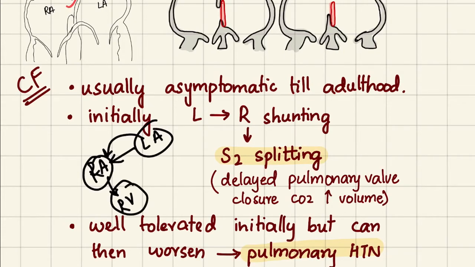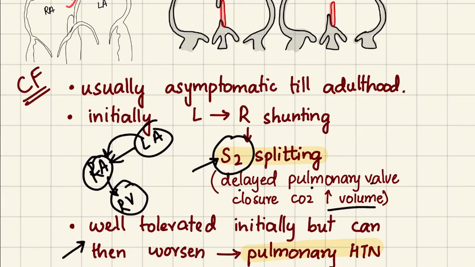So we are going to have S2 splitting. S2 is, as we know, due to pulmonary valve and aortic valve closure. In this case, what happens is that there is delayed pulmonary valve closure because the volume has increased because of this shunting. So that's why we're going to have splitting of this heart sound.